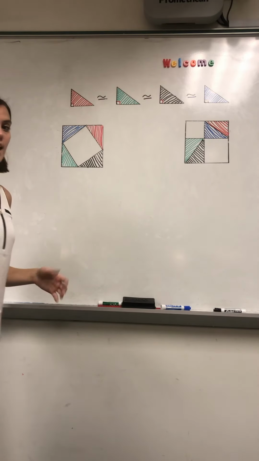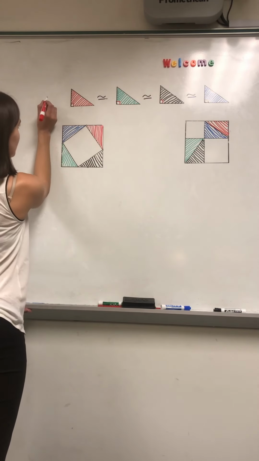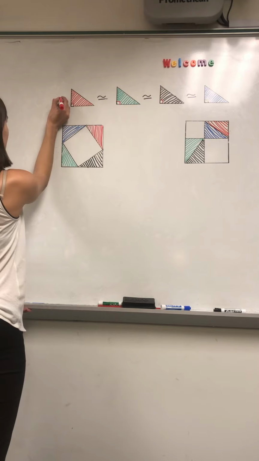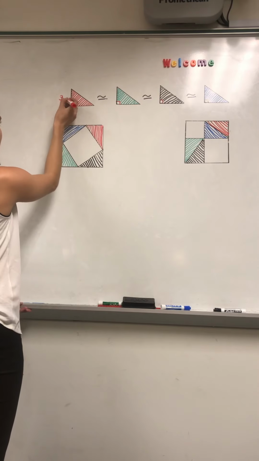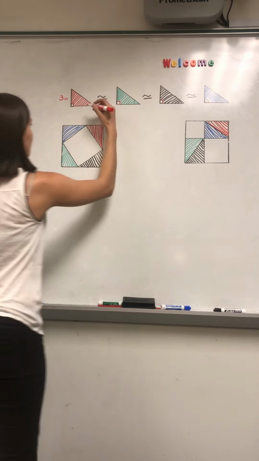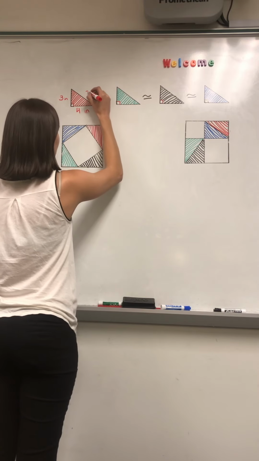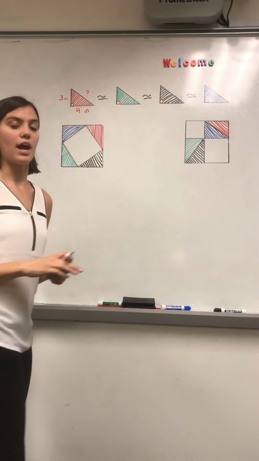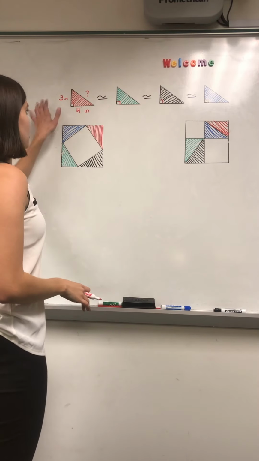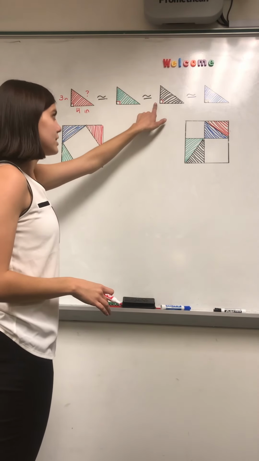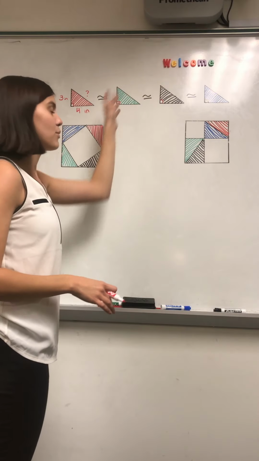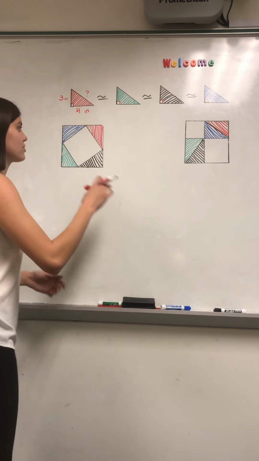Now I'm going to give you some side lengths. We're going to say that this shorter side here is 3 inches, that this longer side is 4 inches, and then we're going to say that we do not know our hypotenuse. Now again, because they are congruent, that means that this side is 3 inches, and this side, same for this, and we do not know our hypotenuse.